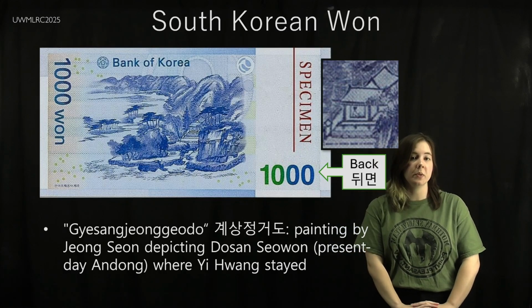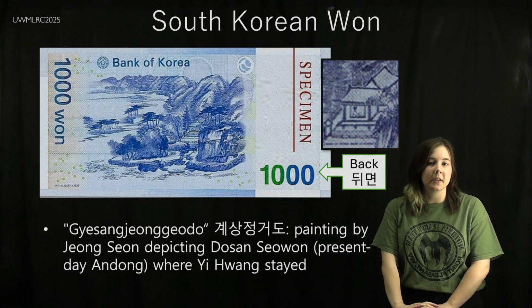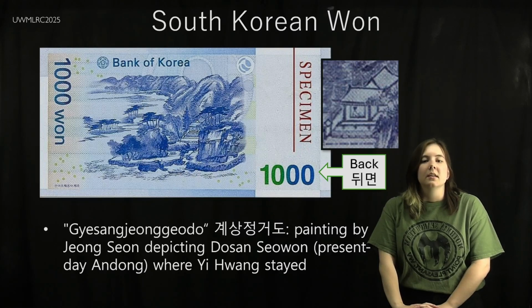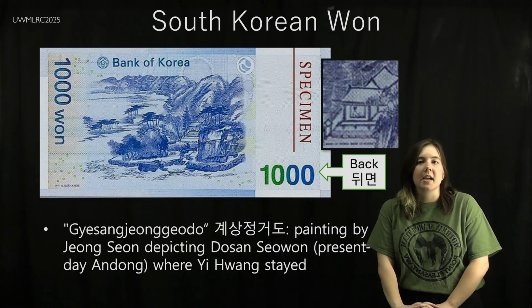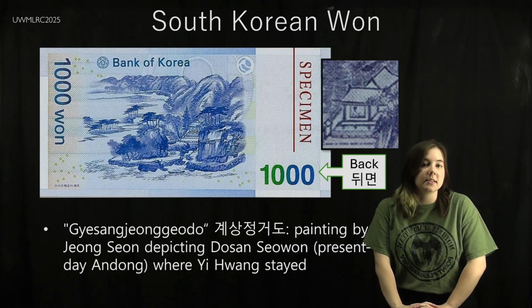This is the back, 뒷면. The back is this painting by Jeongseon depicting Dosan Sowon. Dosan Sowon is in present-day Andong in Korea. It's a city in Korea. And it's a place where Iwang stayed.